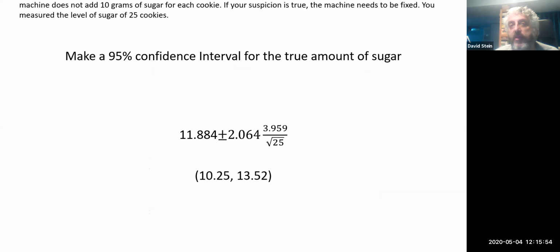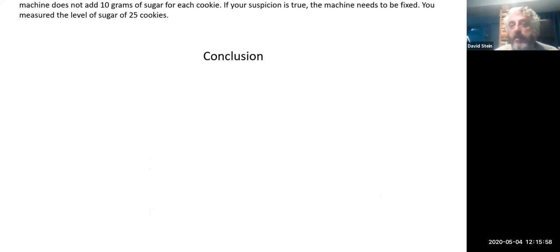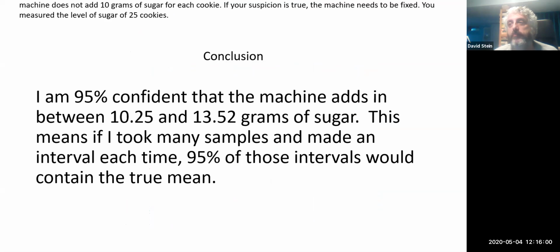So stop the video and see if you can write a conclusion. Here is my conclusion. I'm 95% confident that the machine adds in between 10.25 and 13.52 grams of sugar. This means if I took many samples and made an interval each time, 95% of those intervals would contain the true mean. And now let me show you this on technology.